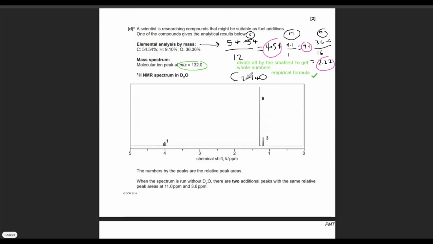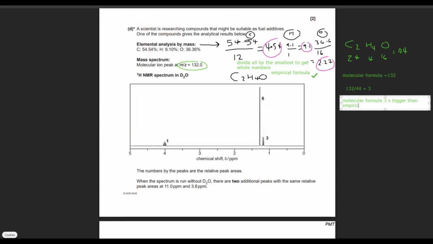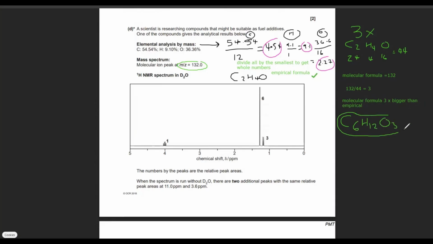Now we need to use the m/z ratio from the molecular ion peak. That's the final line on the mass spectrum, which we don't have here. It's 132. Now, if we add up the empirical formula, we get 24, 4, and 16, which is 44. We know the molecular formula, when added up, equals 132 because that's the m/z ratio. So we're going to do 132 divided by 44, the molecular Mr by the empirical Mr. You could think of it like that. And that gives us 3.